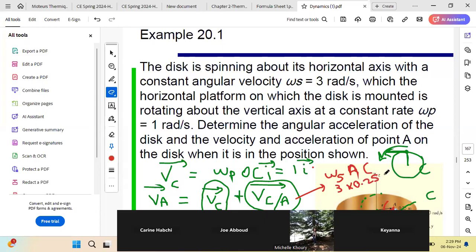Okay. So in total, and this is directed along I, in total, what will be your VA using this analysis? It will be equal to 1I plus 0.75I, so 1I plus 0.75I equals 1.75I. Okay? Which is the same result that we obtained using the other analysis.